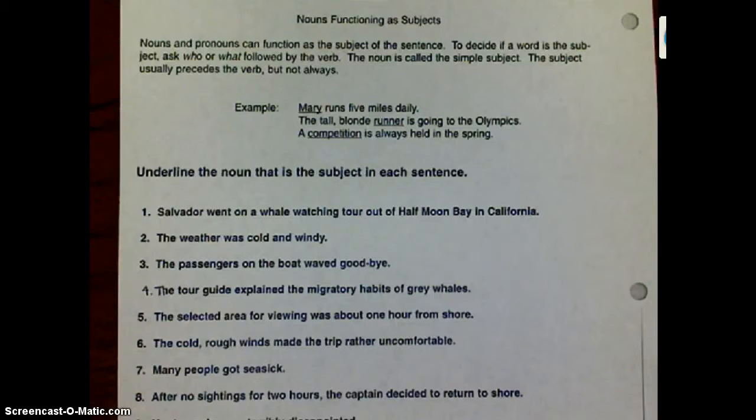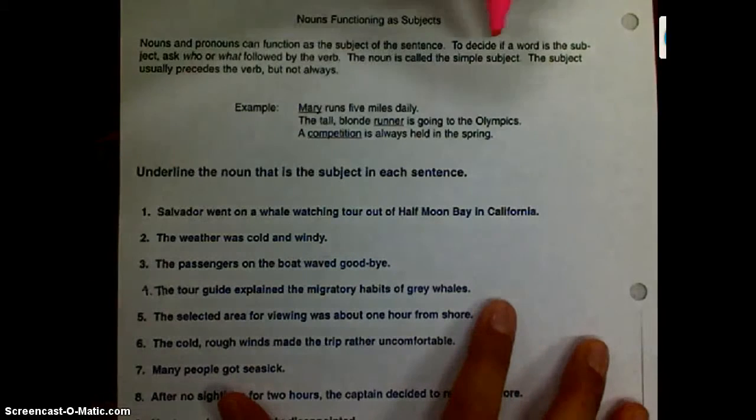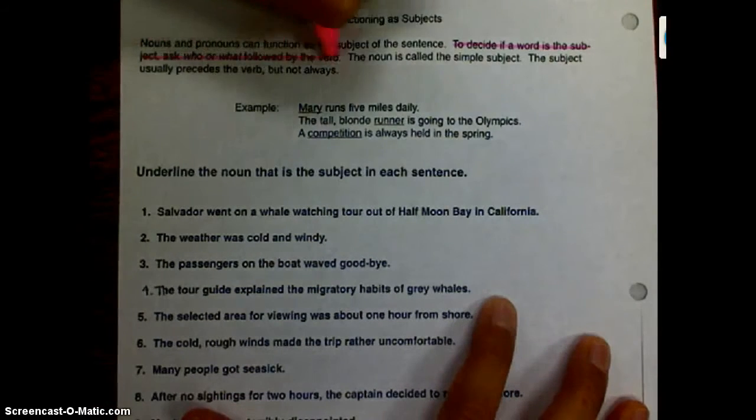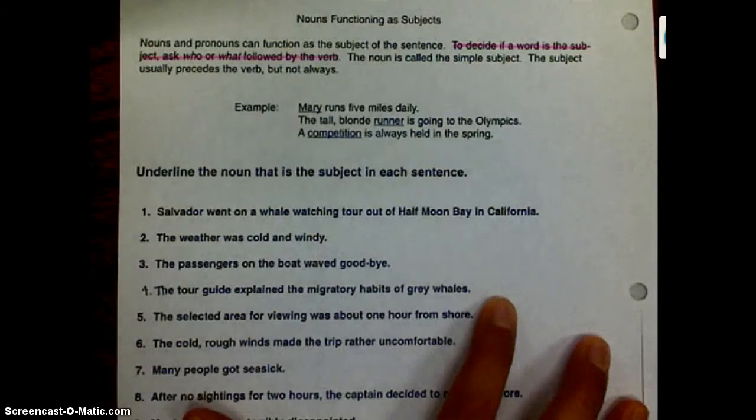So the first thing we want to do is to read the paragraph and the examples, okay? So look, it says nouns and pronouns can function as the subject of a sentence. That really doesn't tell us what the subject actually is, though. So let's keep going. To decide if a word is the subject, ask who or what, followed by the verb. So that's pretty important, I think. So we're going to go ahead and highlight that.